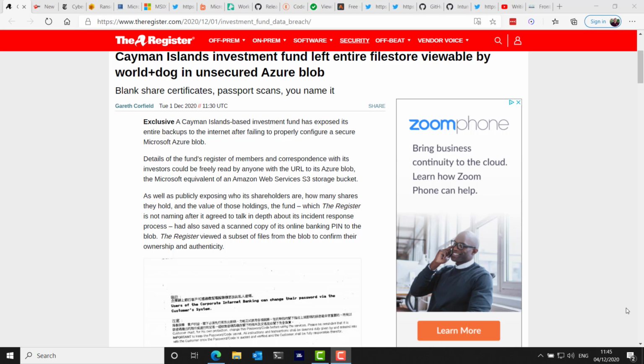A little funny note: the Register's article says that the person who tipped them off used the quote, "Money, money, money is so funny in a rich man's world," along with data showing driver's license information, passport information, and how much these wealthy people have sitting in this fund. Potentially a bad day for them.